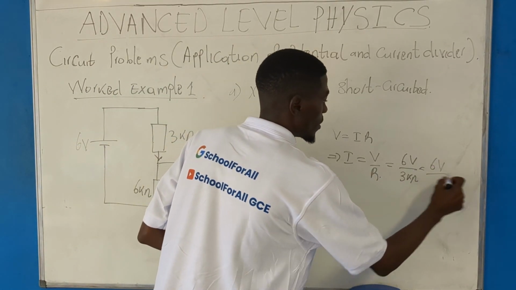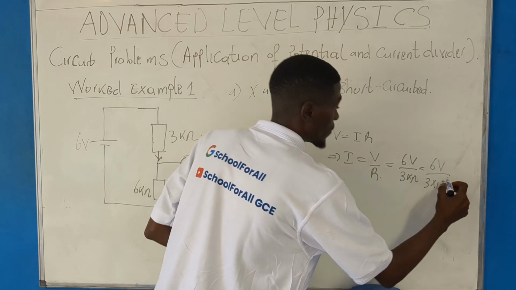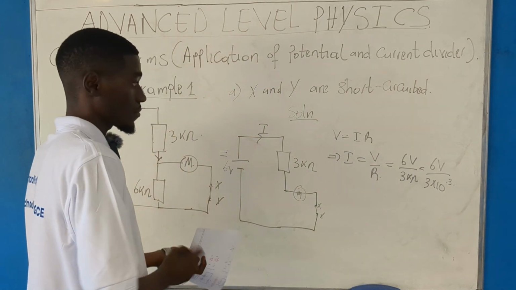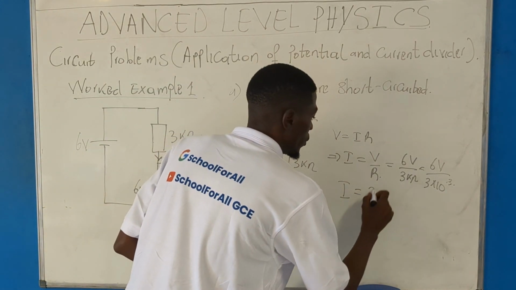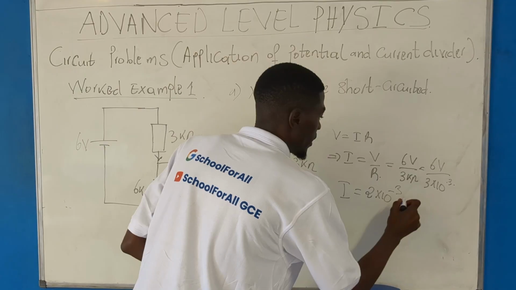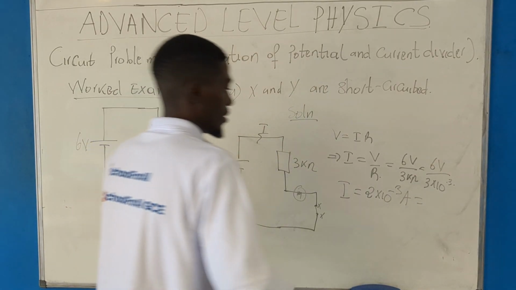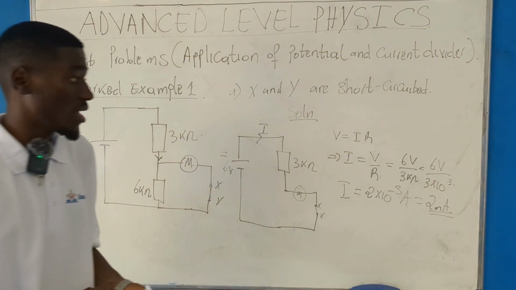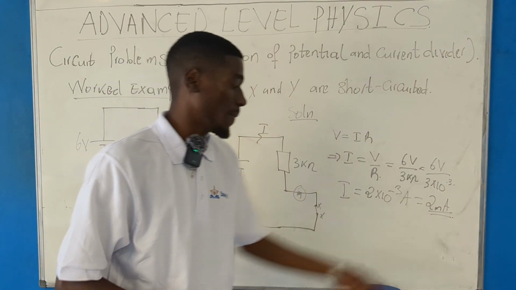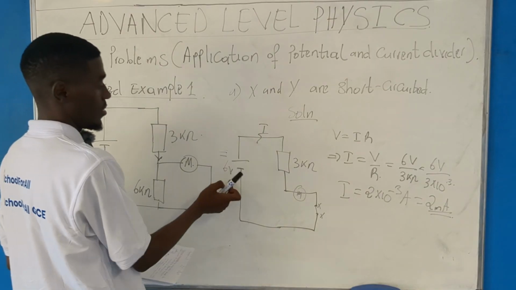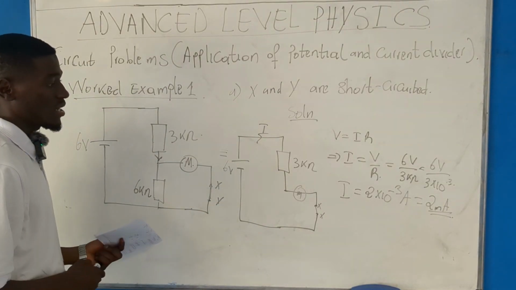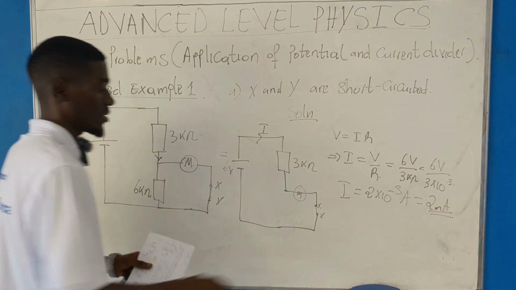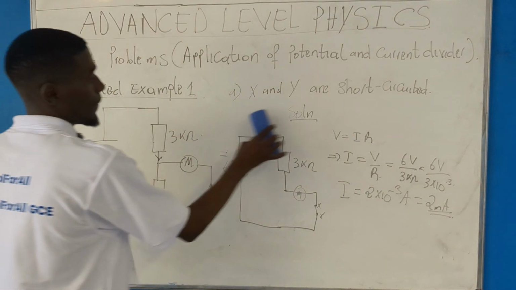So it's the same as 6 volts divided by 3 times 10 to the 3. So making the current 2 times 10 to the negative 3 amperes, which is the same as 2 milliamperes. So that is the final answer for A. The current flowing through the ammeter is the current delivered by the battery, 6 volts, and that current is 2 milliamperes. Now let us proceed with the B part.